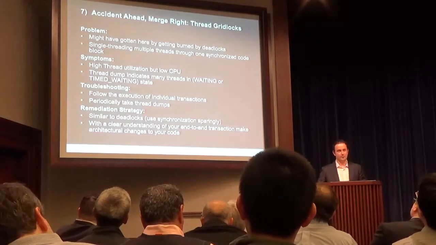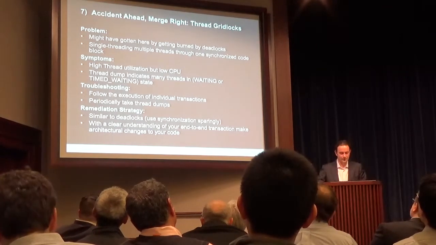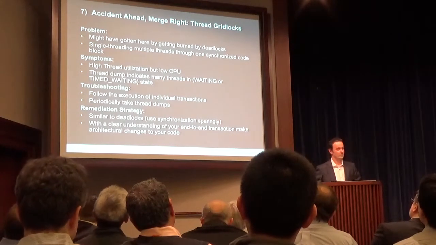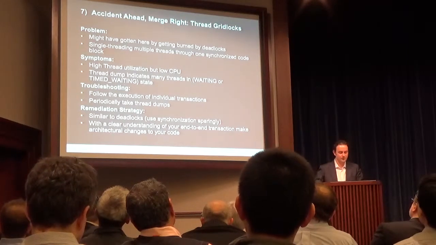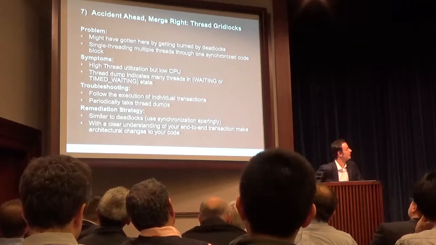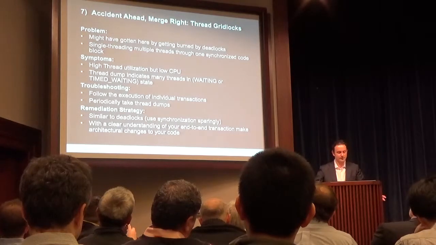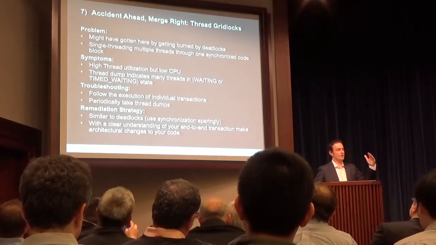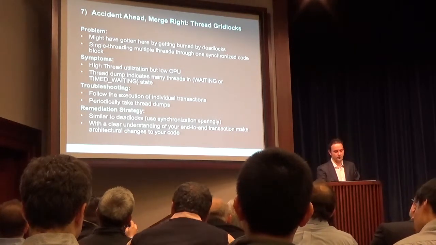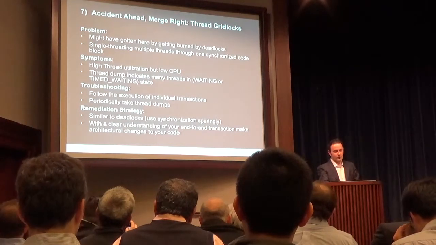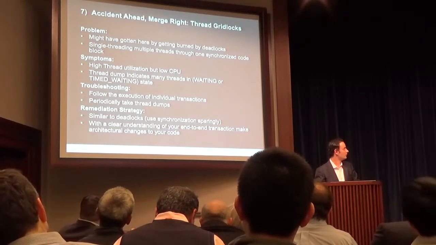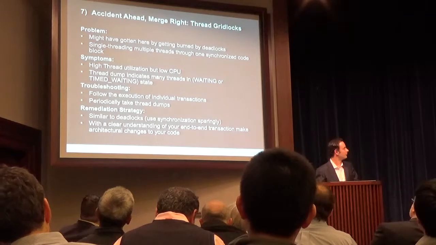Another typical one is, you might have gotten burned by deadlocks, so you get to the next stage where you try to be very safe about it, and you end up funneling multiple threads through one synchronous code block. So now you have a highway of cars trying to go through one E-ZPass lane. Typically what happens, again, is you have high thread utilization but low CPU. So you look at thread utilization, active threads, looking at the load, and see what's happening from a performance perspective. Or you can go into a thread dump and just count the number of waiting and timed waiting threads. That's another good way of looking at it. There could be another condition that could lead to that, but I'm trying to keep it simple.